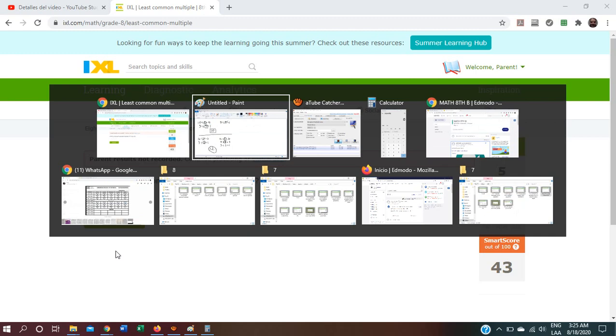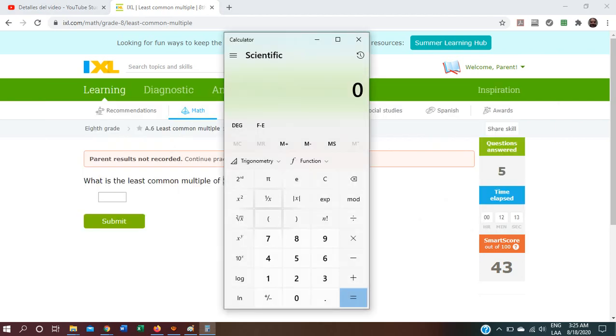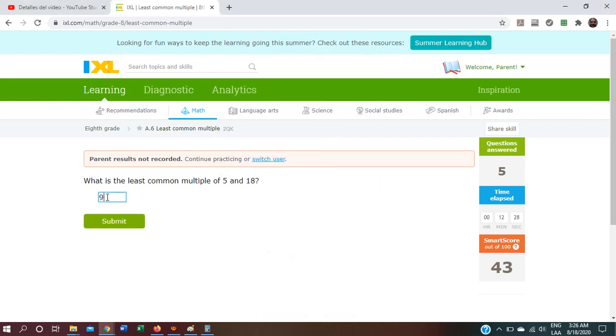Okay? Very simple. Remember, when you have a prime number like 5, you don't need to do all the factoring. You just multiply that prime number times the other number. So in this case, 5 times 18 equals 90. Sorry, 5 times, not divided. Okay, 5 times 18 is 90. Okay, so 90 is our answer.